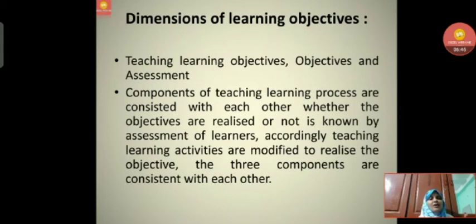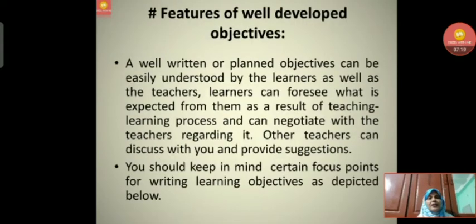So first of all, the teaching learning process, which is consisting of n number of objectives. Those objectives are achieved or not, how will the teacher understand? Through assessment. Assessment of whom? The learners. Then accordingly, after the assessment, the teacher will understand the activities which should be modified for the better understanding of the students. So these three are the very important components, complementing each other.